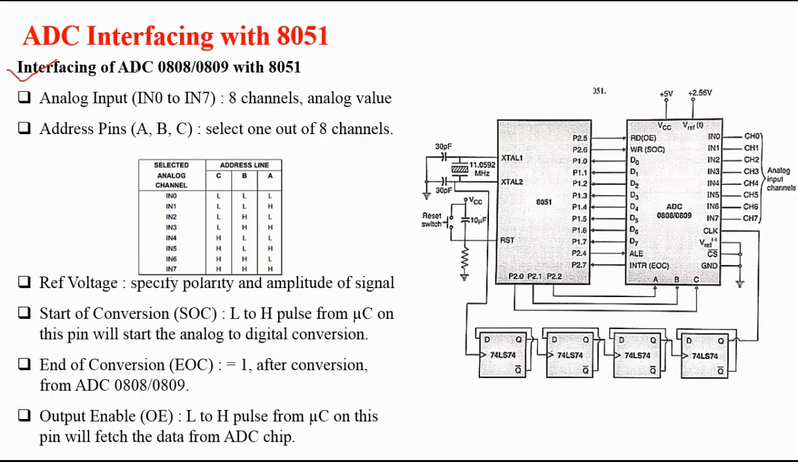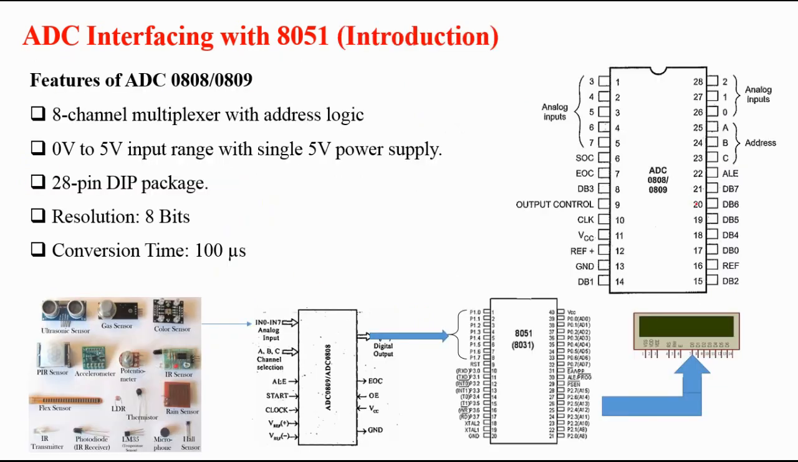Interfacing of ADC 0808 or 0809, both are the same ICs, with 8051. So now, to know those interfacing, we should know the pin diagram of 0808. Here we have the analog inputs at which the sensors are connected. 8 analog inputs means 8 channels are available. In this way you can connect a total of 8 sensors at a time.